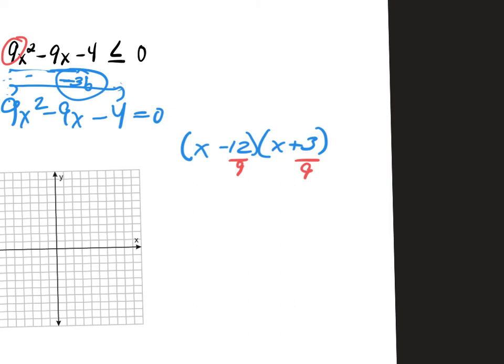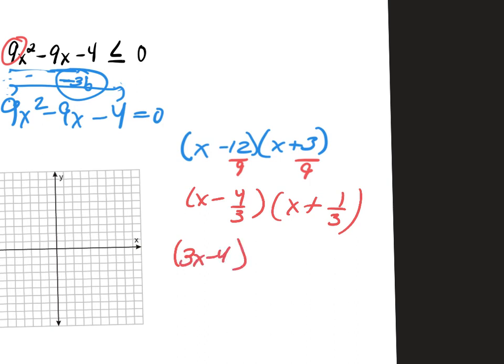-12/9 and 3/9. Do either of those simplify to a whole number? No. But you can simplify the fraction. So I can rewrite this as x minus 4/3 and x plus 1/3, correct? So my two parentheses, my two binomials would be 3x minus 4 and 3x plus 1. And when I set them both equal to 0, I get x equals 4/3 and x equals -1/3. If you guys don't know where I got that from, just let me know.